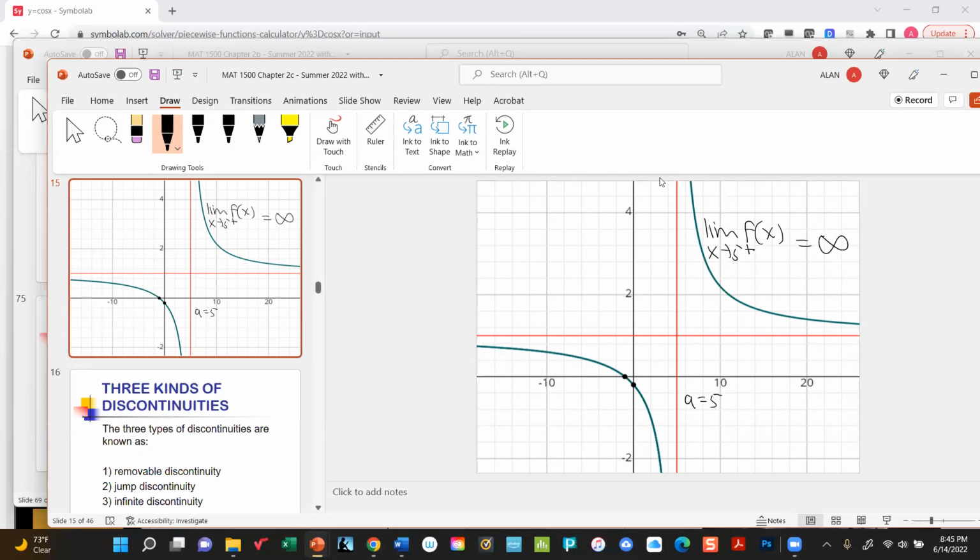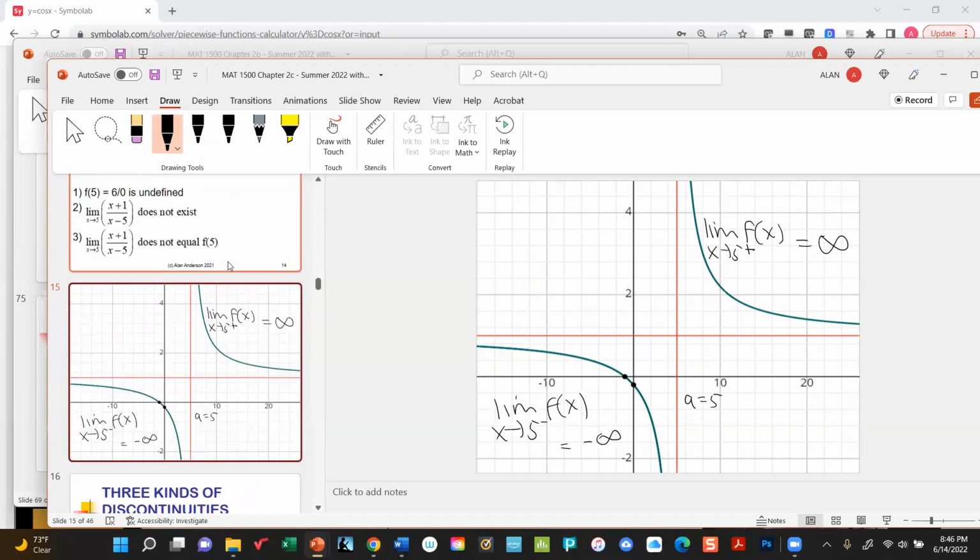In fact, this limit is infinity. And the one down here is negative infinity. And since they're not equal to each other, the limit does not exist. Okay, so the function is clearly discontinuous. And the existence of this vertical asymptote tells us that this function is not continuous.